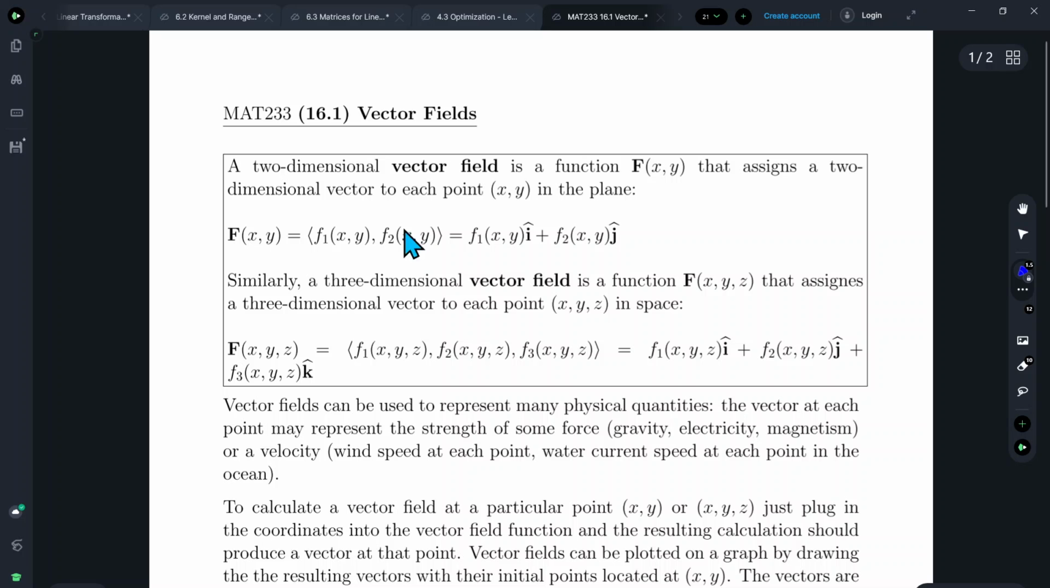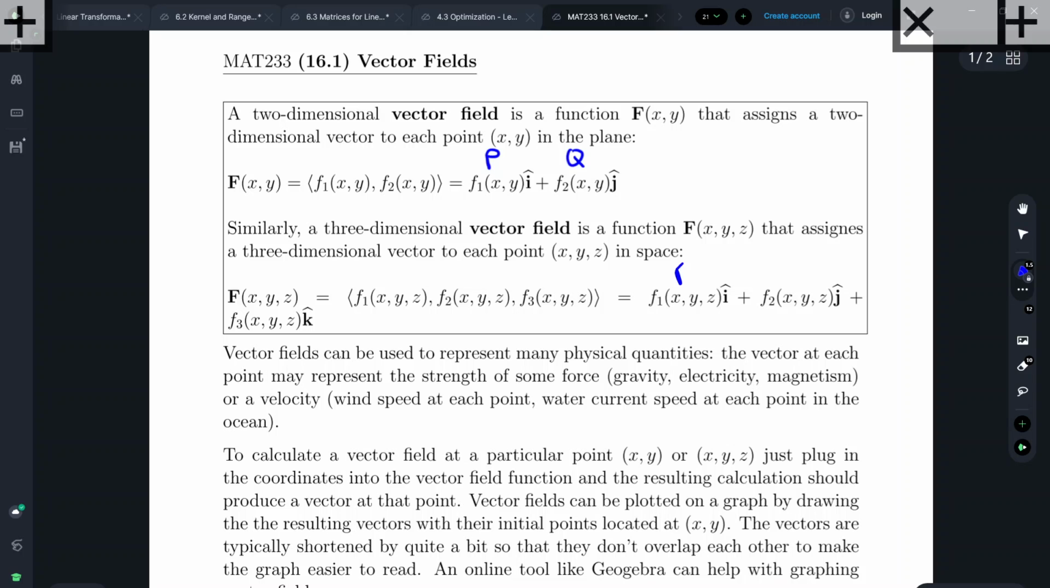For the 2-dimensional vector field, you can separate the components as separate functions like this. Similarly, for a 3-dimensional vector field, you can separate the components like this. Sometimes the different components are given the letters P, Q, and R. So this component would be called P, this would be called Q, and for a 3-dimensional vector field, this would be P, this would be Q, and this would be R.